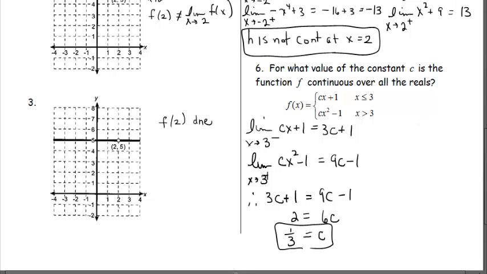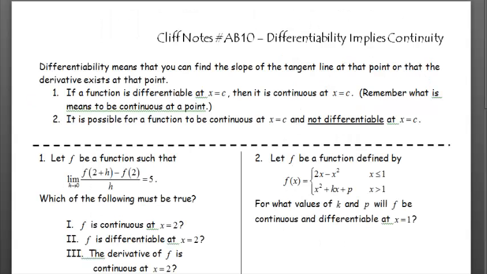All right, we're going to jump ahead to note card number 10. All right, so we're looking at differentiability implies continuity. And remember, it's not true the other way. I mean, just because a graph's continuous doesn't mean it's differentiable. Think the absolute value graph and you're good to go there.